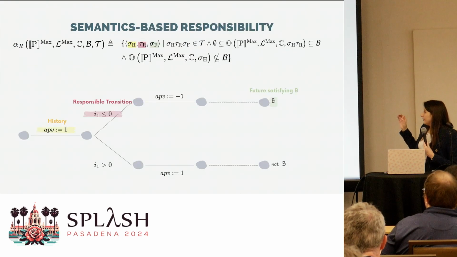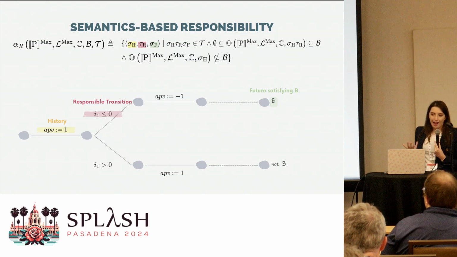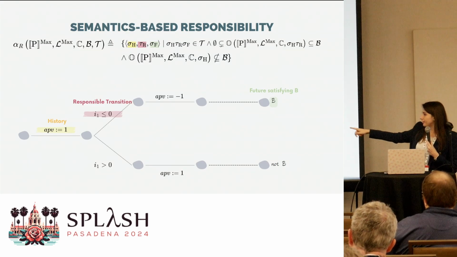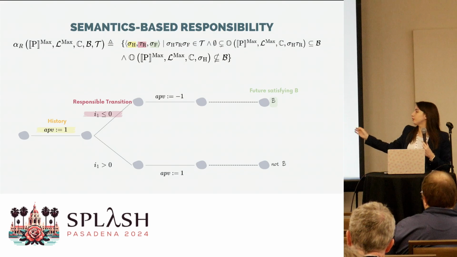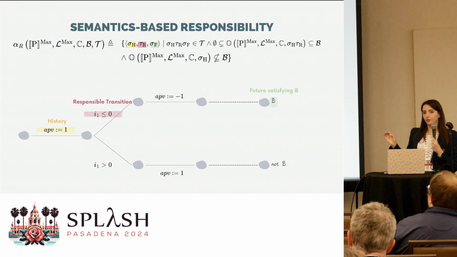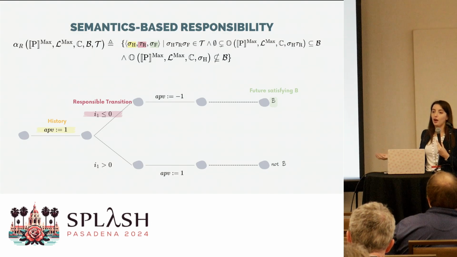Now we can identify a responsible action in a program. How? You can ask yourself, by splitting the trace into three parts. The history, that in this case is APV equals 1, that is the history of a trace where the behavior of interest is not granted. The responsible transition, that is an action in a program that grants the behavior of interest, and the future that satisfies our behavior of interest.